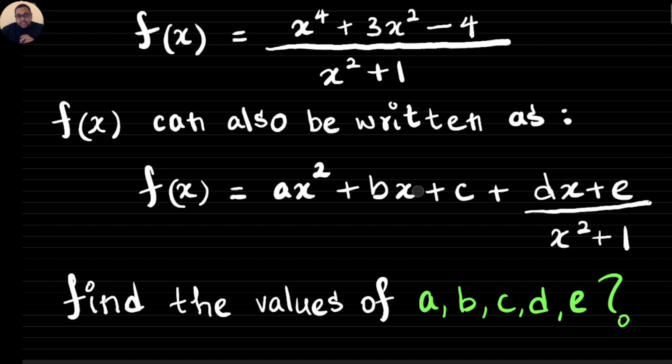Salut, we have been given a quartic function and we need to divide it by x squared plus 1. I also want you to notice a few terms are missing in the quartic function. We do not have x to the power 3 and we also do not have the term x. In this lesson, using two different methods, I will teach to find the values of a, b, c, d and e.